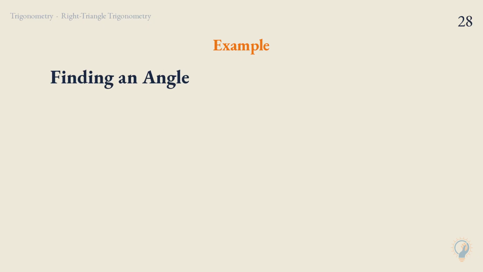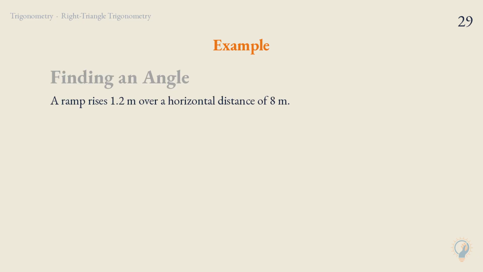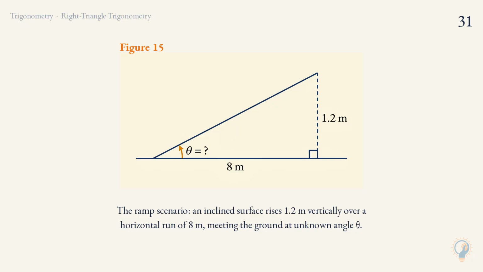Worked example: finding an angle. A ramp rises 1.2 meters over a horizontal distance of 8 meters. What angle does the ramp make with the ground? Figure 15. The ramp scenario.